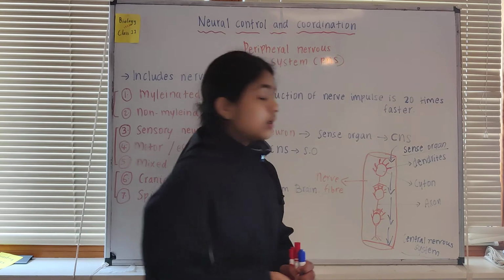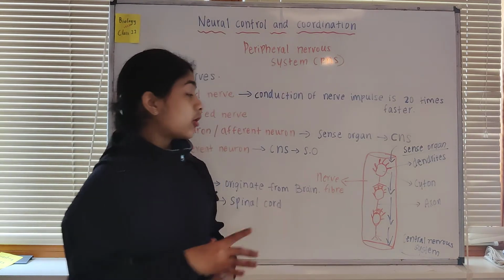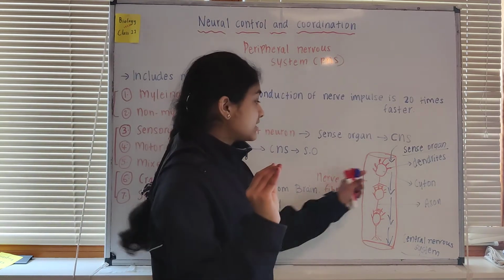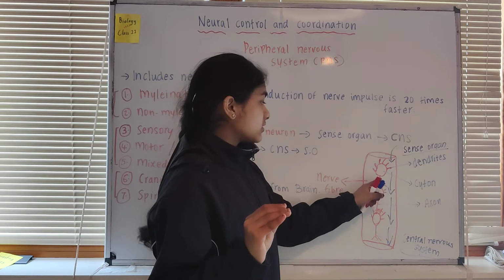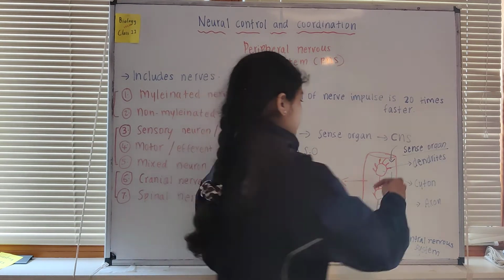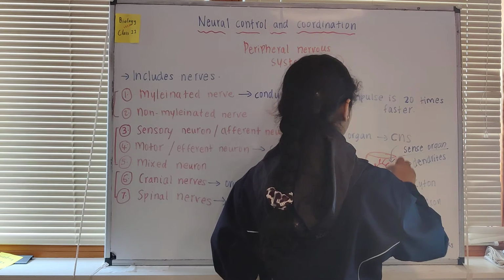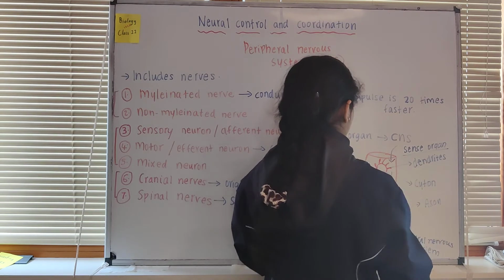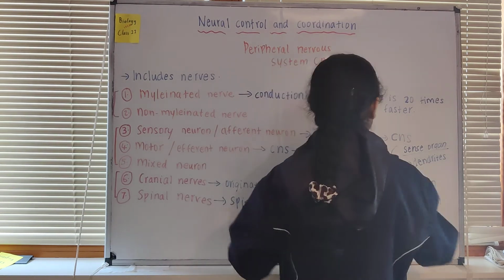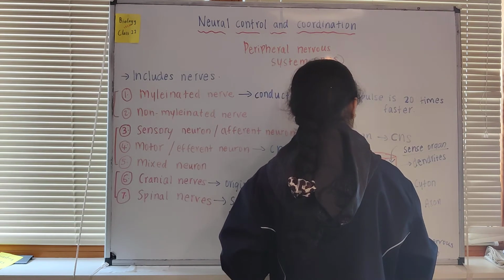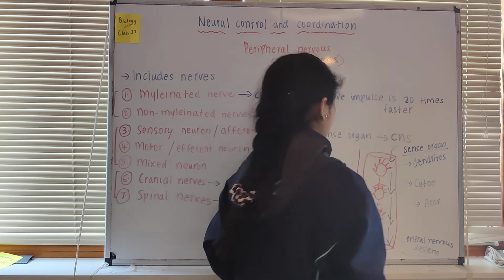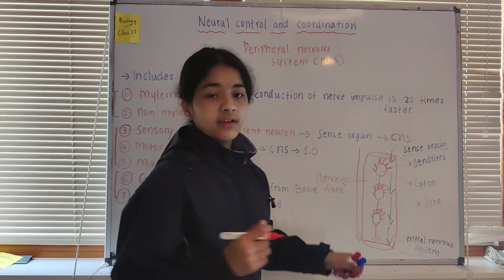So this is how the nerve impulse travels. It always travels from the dendrites to the cyton to the axon. So from the dendrites it comes in this way. First it travels here, and it always travels like this. Now this is actually the nerve fiber.